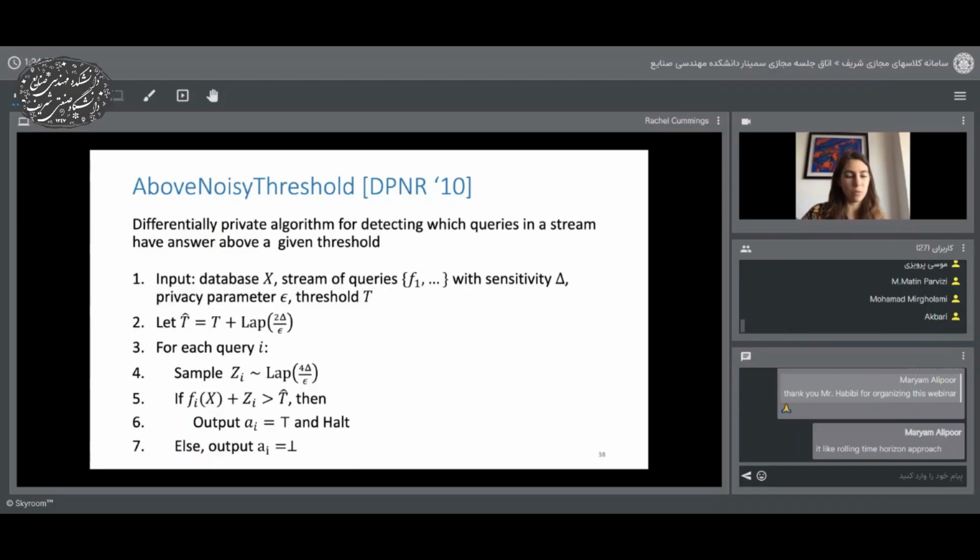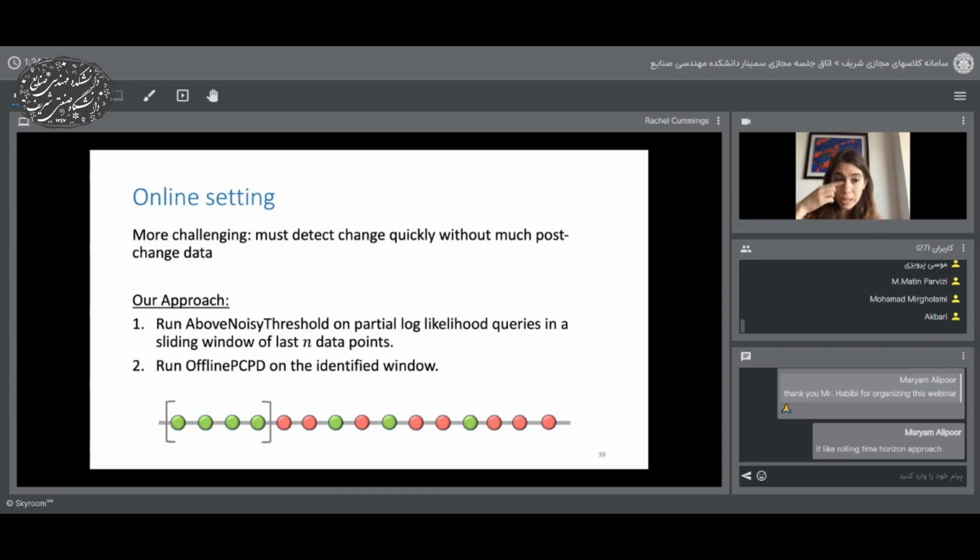And so that's when this algorithm is particularly valuable. In the online setting, the plan is to run above noisy threshold on these log likelihood queries, the same way that we did in QSUM, on a sliding window of the last n points. And once above noisy threshold tells us to halt, I found a query that is interesting, I found a window where I think a change occurred, we're then going to run an offline algorithm on that window.